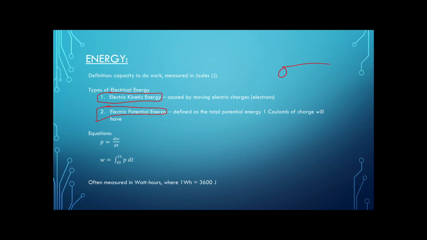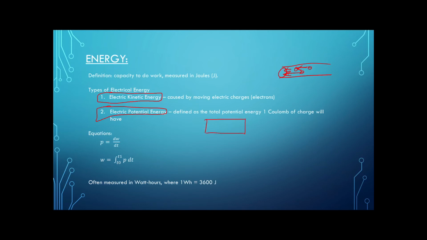Again, as from a previous video, we know that current is the flow of electrons through a conducting wire. So these electrons are being pushed, they are being moved. And we know that when electrons, these molecules or objects are being moved, there is kinetic energy behind them. So kinetic energy in an electric circuit is caused by the movement of electric charges. So what is electric potential energy? It is defined as the total potential energy 1 coulomb of charge will have.